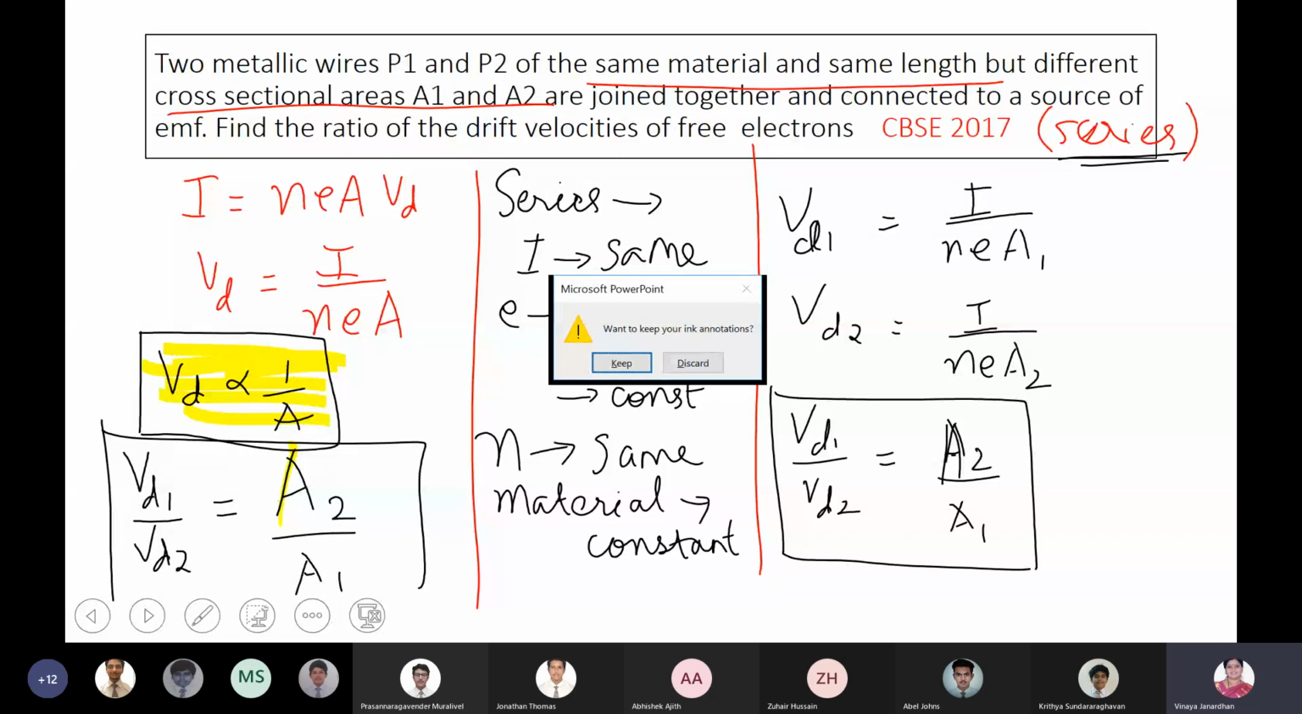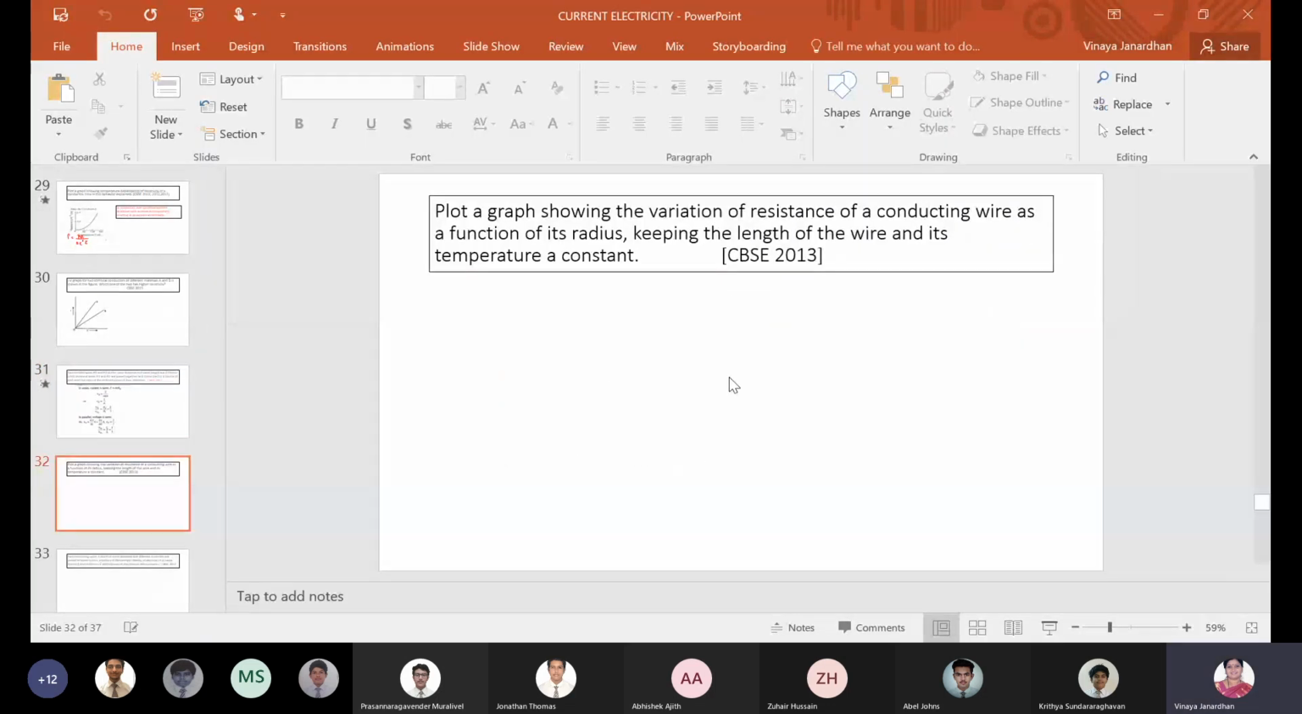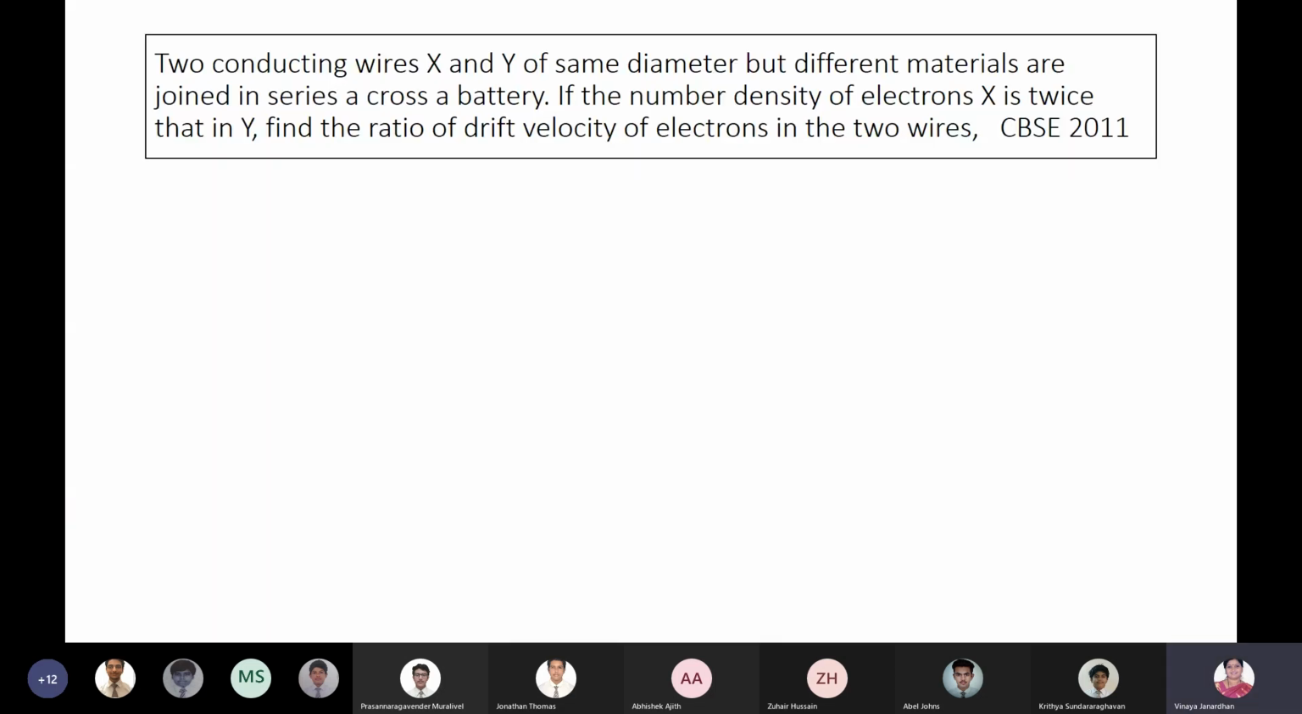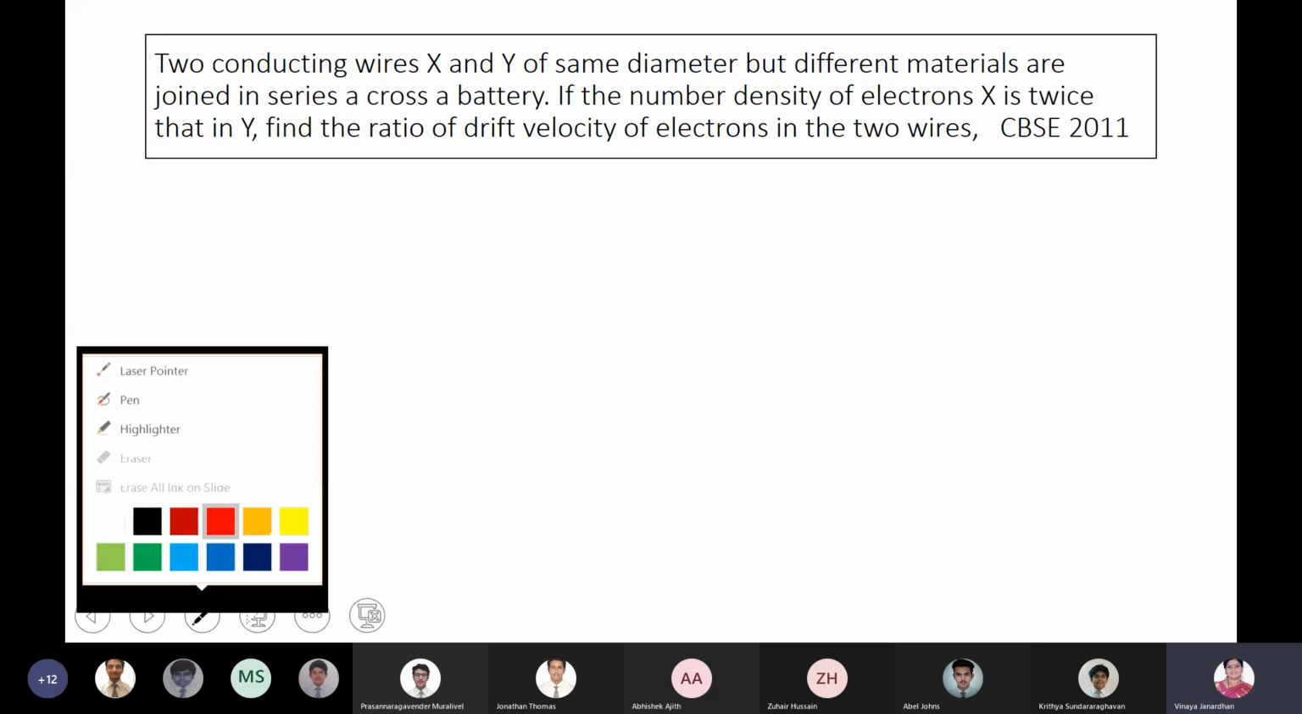Shall I discard this? Yes, ma'am. Now do this. Let me see how you are doing.